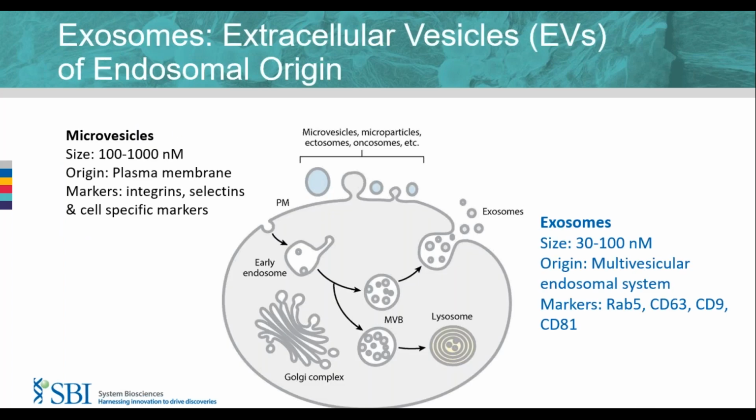So, as you may all be familiar with this slide, exosomes are extracellular vesicles of endosomal origin. That's the main difference with other types of extracellular vesicles. They are between 30 and 100 nanometers, whereas microvesicles can go from 100 to 1,000 nanometers. They have different markers, and exosomes are normally generated by inbudding of the cell membrane. They will mature in early endosomes, go into multivesicular bodies, and then the exosomes are released to the extracellular milieu.